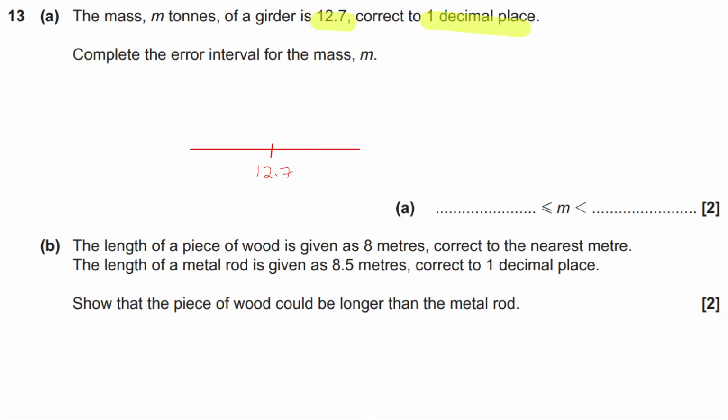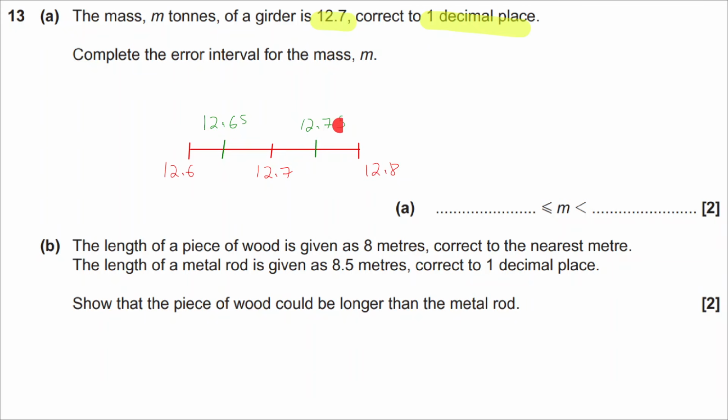Now, to get the upper part and the lower part, you just go one above the 7 and one below the 7. So you're going to be getting 12.8 up here, and 12.6 down here. And then you want to go and get the parts in between each of those. So halfway between 12.6 and 12.7 is 12.65. And over here, it's going to be 12.75. That's in between 12.7 and 12.8.